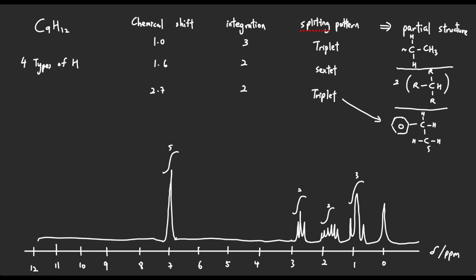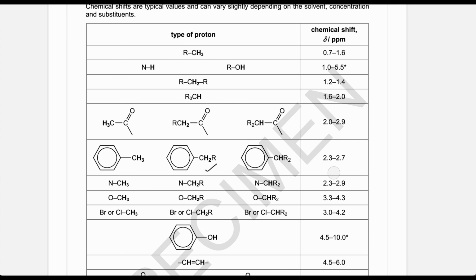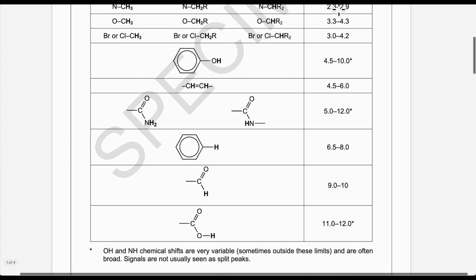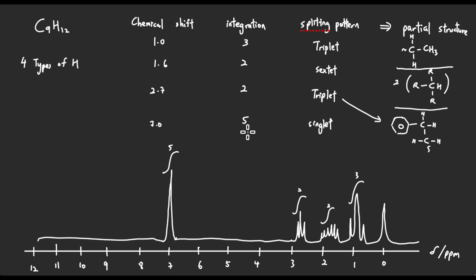Now the last peak is 7.0 approximately, with an integration of 5 and a singlet. And if you look through the data, 7.0, not this one, not this one, the only possibility is this one, so this hydrogen. But as you can see here, we only have 5, so that means 1 is substituted. So what could it be? The only possibility is it connects with this one.